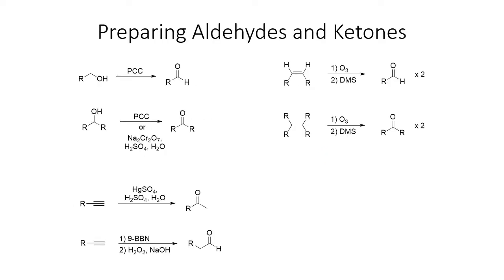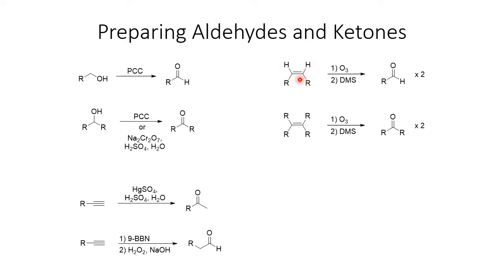We've already learned several ways to prepare aldehydes and ketones from previous chapters, so all of these reactions are just a review. We learned we can take a primary alcohol and oxidize it using PCC to an aldehyde. We also learned that we can take secondary alcohols and oxidize them using PCC or chromic acid to make a ketone.